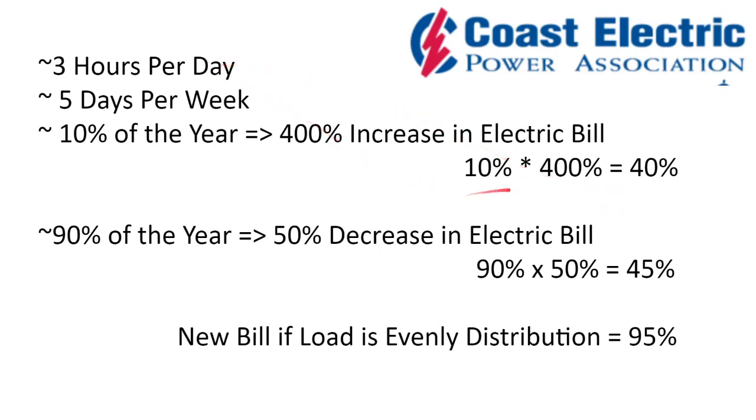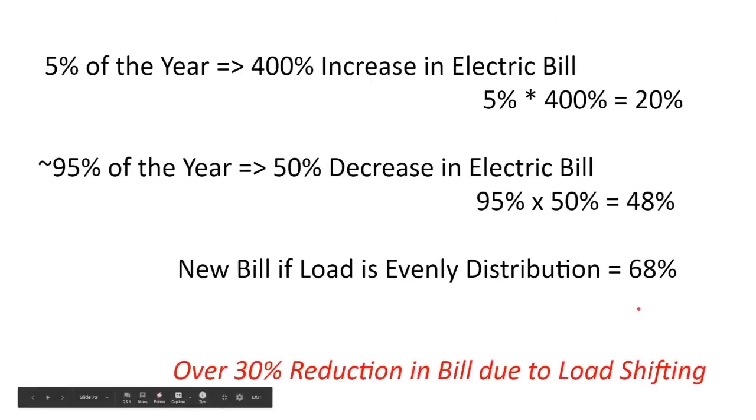And so 10% of my bill is going to increase by 400%, and 90% of my bill is going to decrease by 50%. And what that gives me is a 5% monthly reduction on my electric bill by switching over to time of day metering for doing relatively nothing.